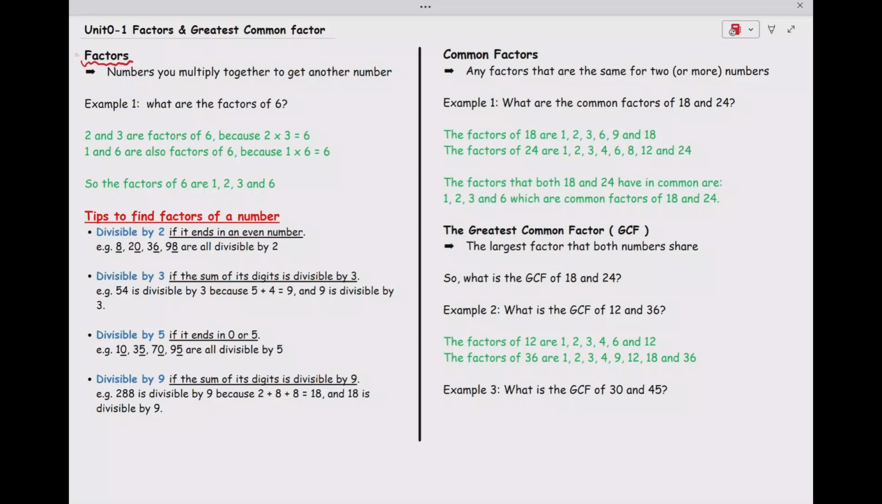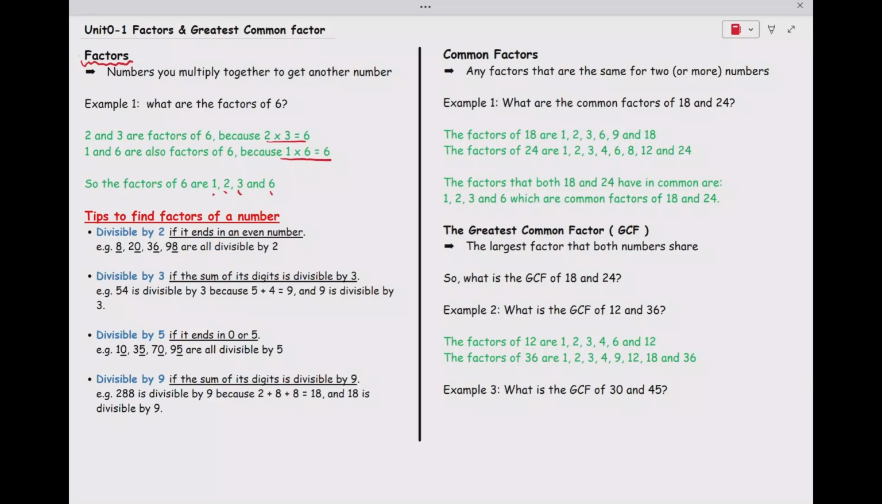For example, what are the factors of 6? 2 and 3 are factors of 6, because 2 times 3 equals 6. 1 and 6 are also factors of 6, because 1 times 6 equals 6. So, the factors of 6 are 1, 2, 3, and 6. When finding factors of a number, ask yourself what can be multiplied together to give me this number?